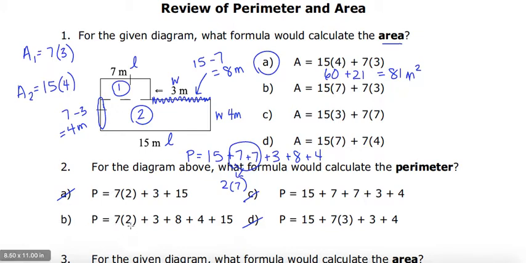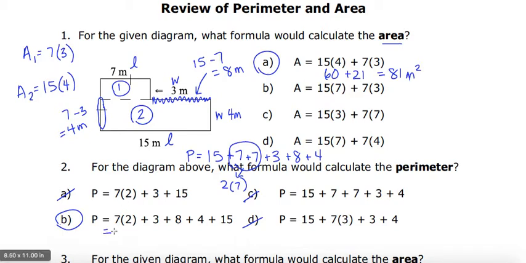So let's just verify that B is correct. I have 2 7s, so 7 times 2. I have a 3, I have an 8, I have a 4, and I have a 15. So yes, the formula to calculate the perimeter of the diagram up above is the formula for B, and I can go ahead and solve that.